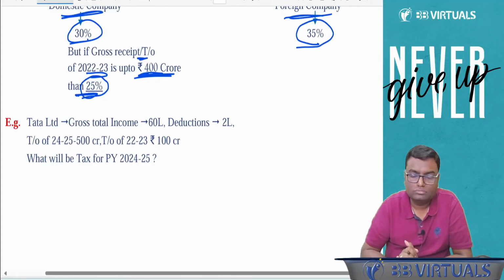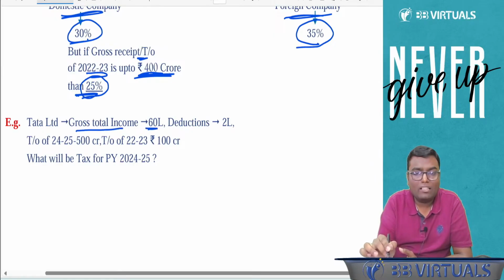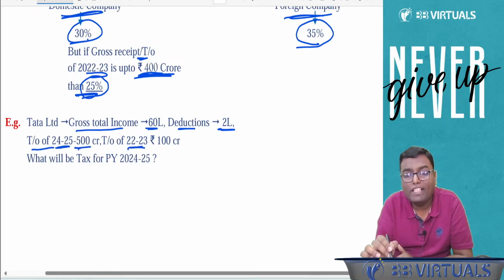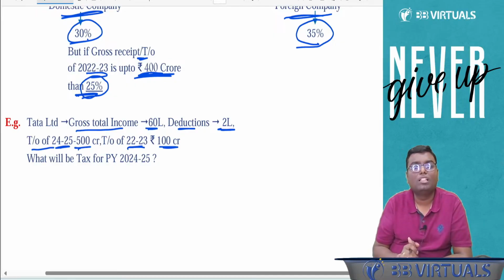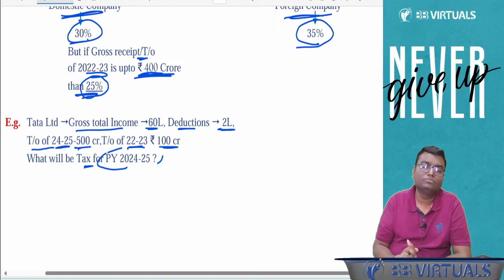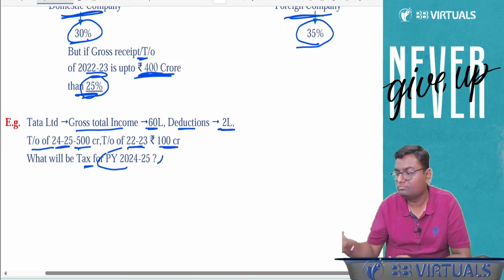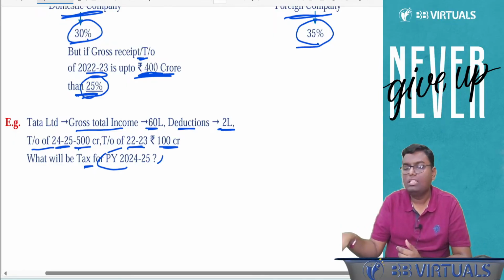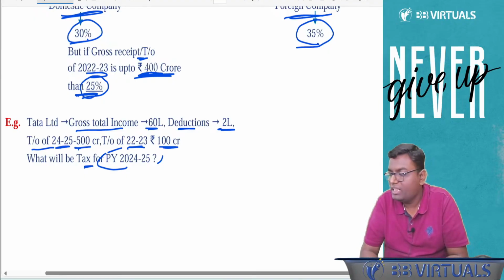Tata Limited, gross total income 60 lakh, deductions 2 lakh. Turnover of 24-25 is 500 crore, turnover of 22-23 is 100 crore. What will be the tax payable for previous year 24-25? You tell me the amount of tax payable for the year 24-25.